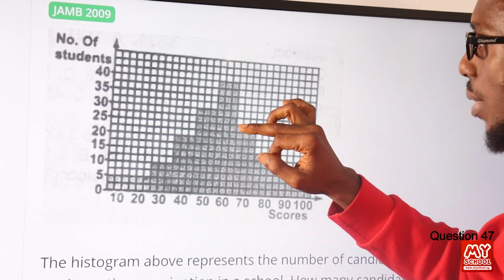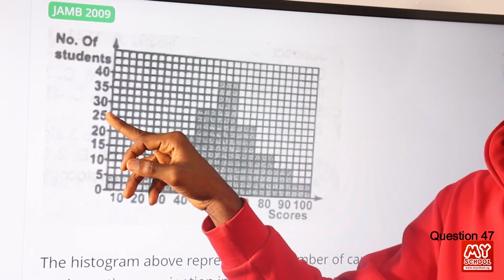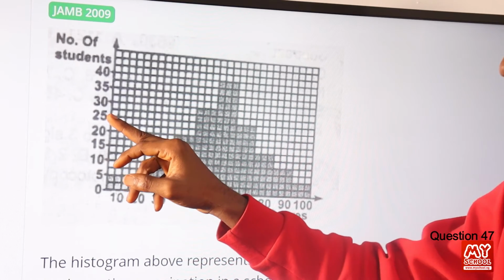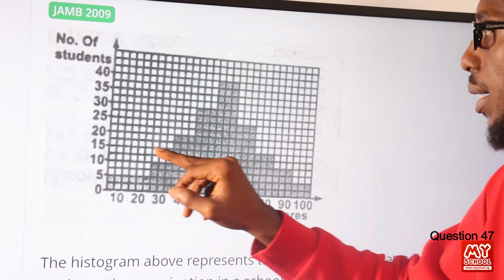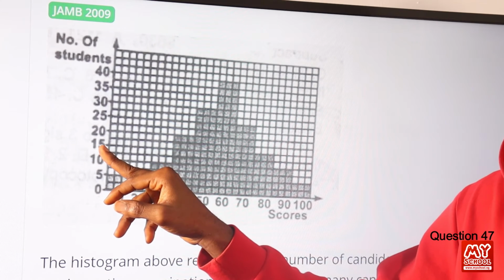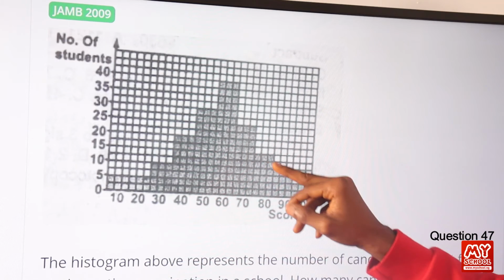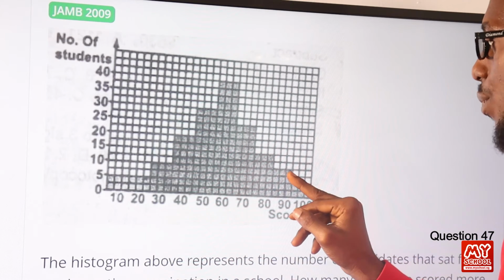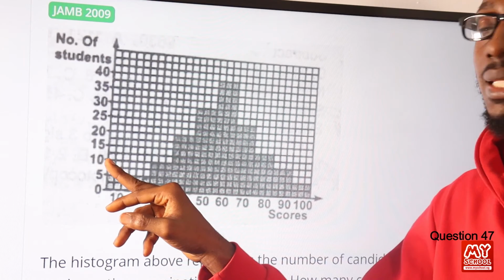70 marks, how many students? If you trace it, I have 25. So 40 plus 25, I have 65. Let's go to the next score. I have 80, that's 15 students, right? Added to the 65 students, that is 80. Okay, so let's move to the next score, which is 90. How many students scored 90? They are 10 in number, so that is 10 plus 80, that is 90.